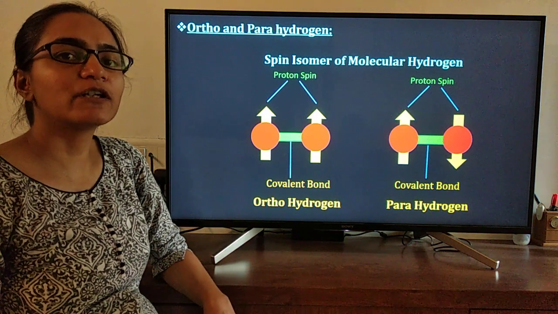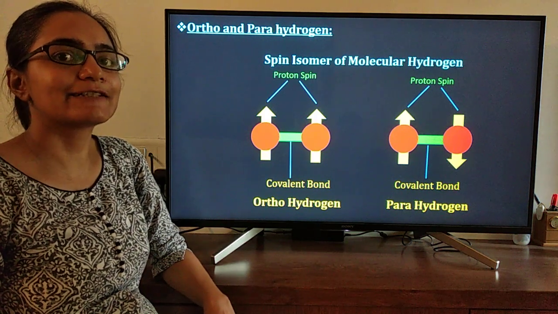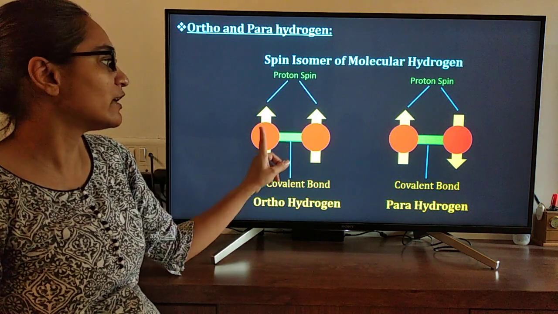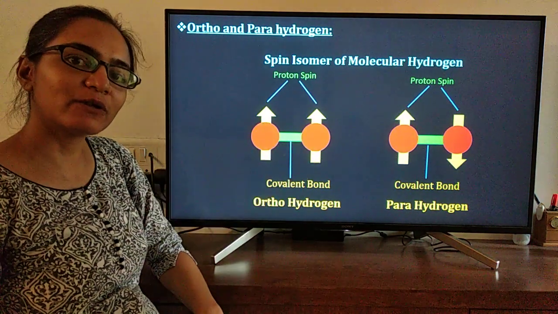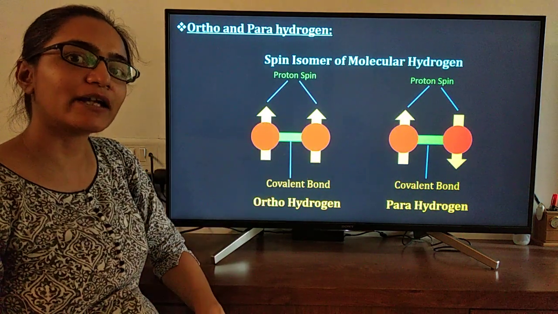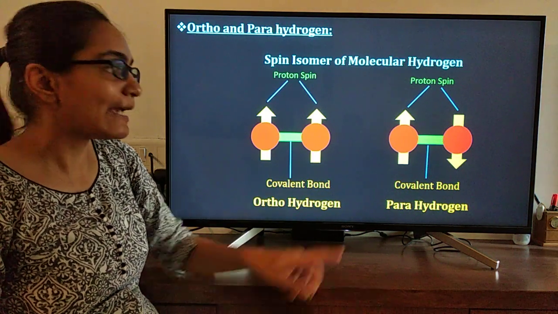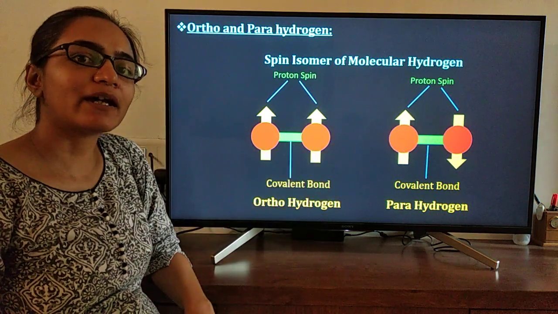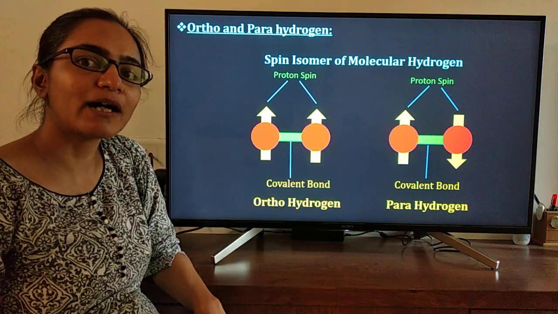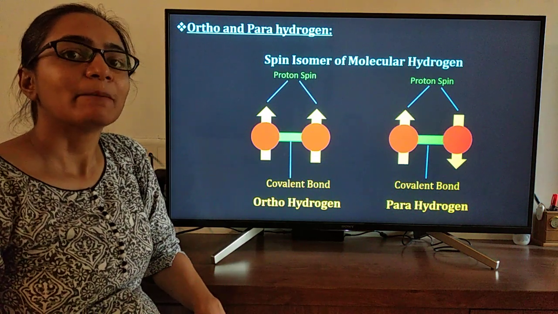Molecular hydrogen occurs in two isomeric forms. One, with its two proton nuclear spins aligned parallel, is known as orthohydrogen, and the other, with its two proton spins aligned antiparallel, is known as parahydrogen. These two forms are often referred to as spin isomers.